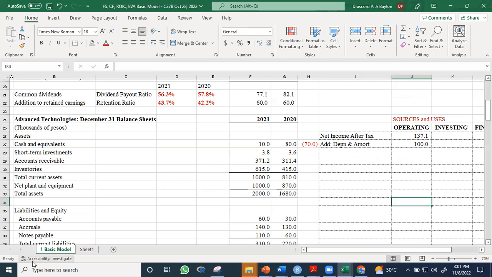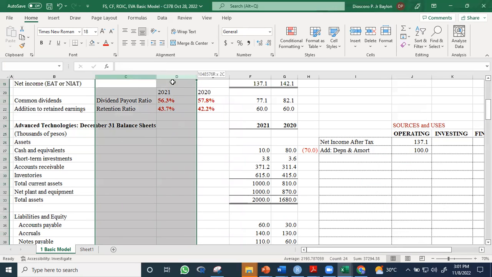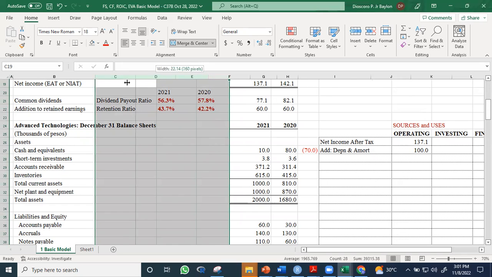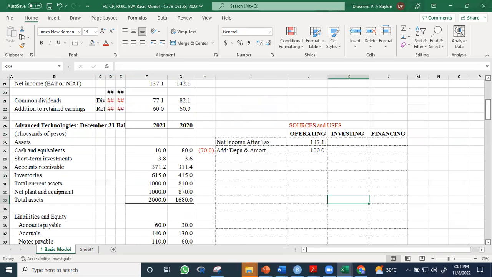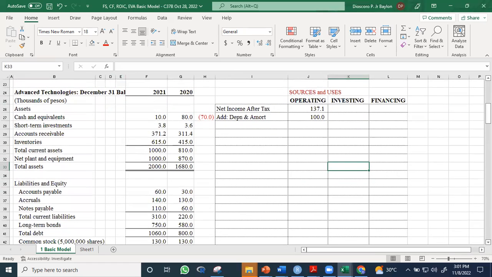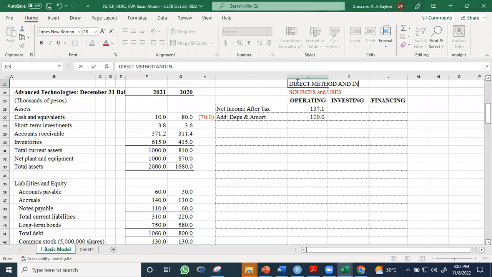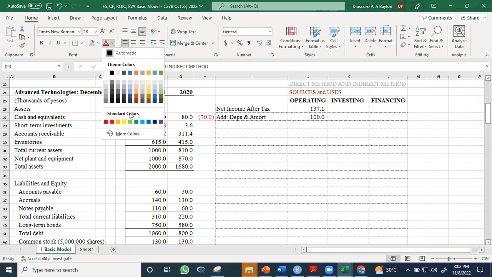All right, so let's now go down the balance sheet accounts. Let me just, okay, minimize this. All right. So what we need to do is to look at the changes in the balance sheets. Now there are actually two methods in constructing your statement of cash flows. You have your direct method and indirect method. The one that we're doing now is what we call indirect method. Okay, so indirect method itong ginagawa natin in class.